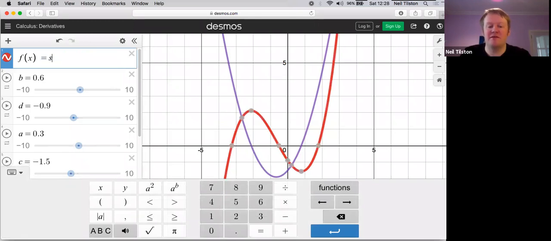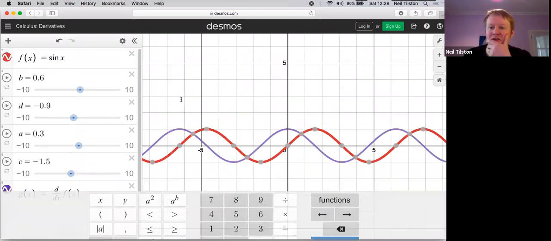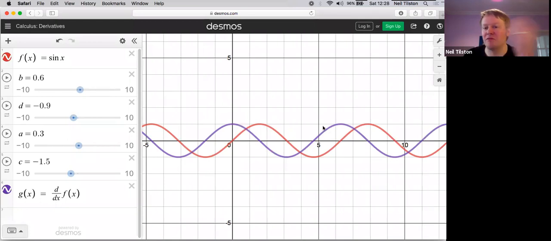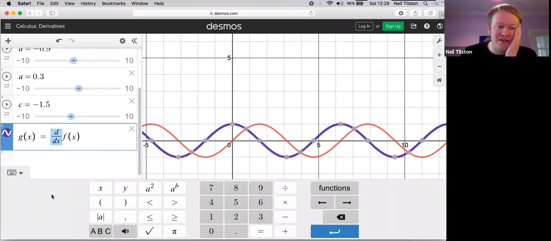And you can then dive in and say, okay, well, look at this. What's the derivative of sine x? And hopefully they would recognize that as the graph of cos x. Obviously, I'm in radians here. And yeah, it's nice. You can then refer to this.